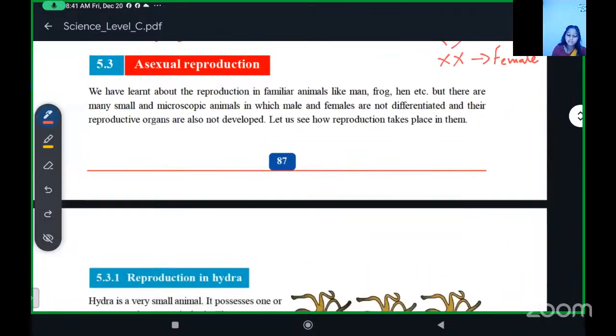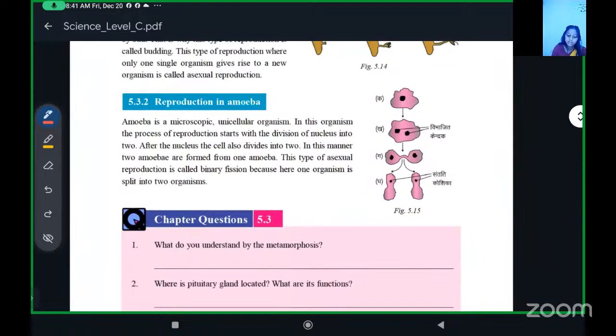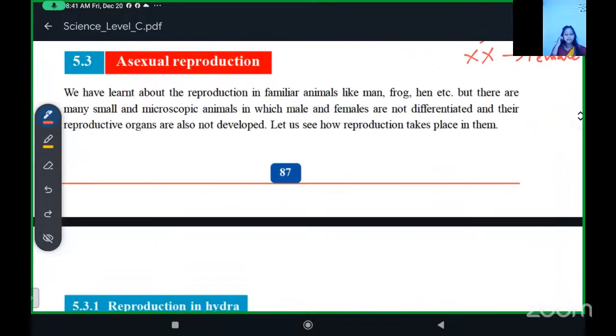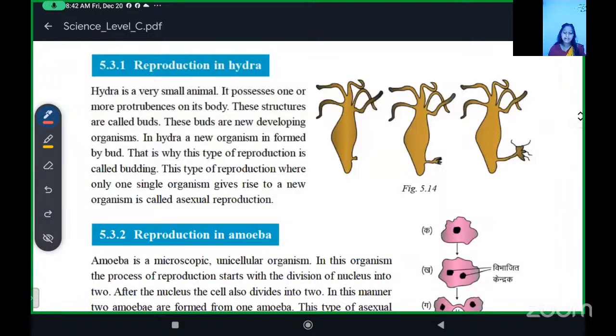Then we have asexual reproduction. Asexual reproduction takes place when the reproductive organs are not involved in it. Reproduction in hydra is an example. In hydra, new buds are formed from a part of the hydra itself. From the bud of the hydra, it grows and then it's separated. From its own body part, hydra reproduces.